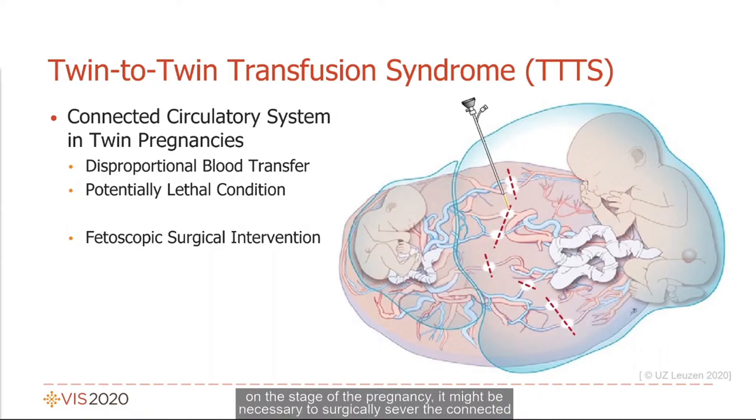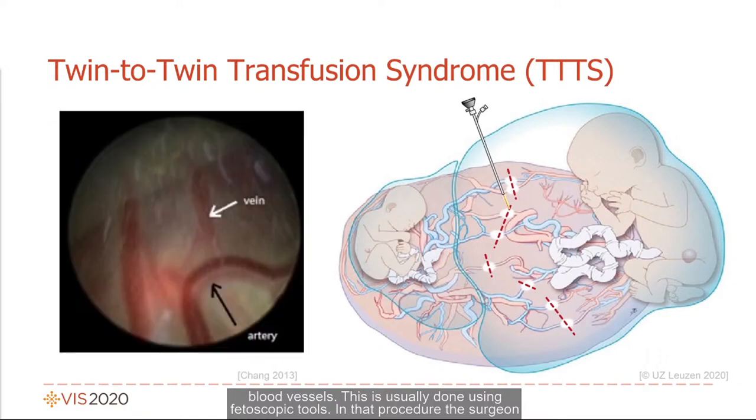Depending on the stage of the pregnancy, it might be necessary to surgically sever the connected blood vessels. This is usually done using fetoscopic tools. In that procedure, the surgeon enters the womb with a thin endoscope, tracks down blood vessels through a narrow field of view, as shown to the left, and finally severs them with a laser.